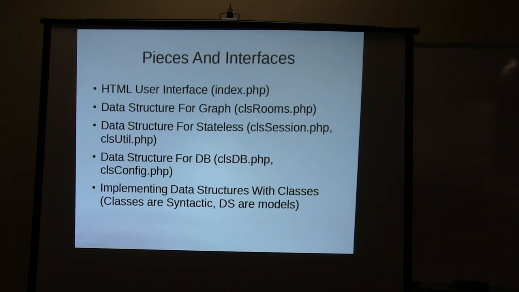For this, we're going to be looking at these pieces. There's going to be an HTML user interface, which will be an index.php file. There's going to be a data structure for the graph, which will be a class rooms.php file, and a data structure for the stateless stuff, which I won't talk too much about, but that'll be class session and class util. A data structure for the DB, which is class DB and class config, and then implementing data structures with classes.